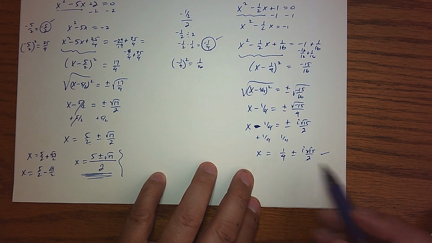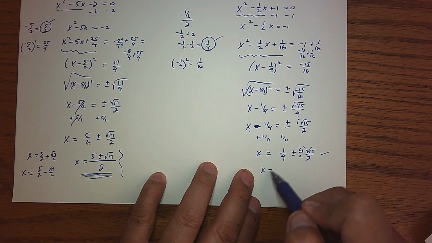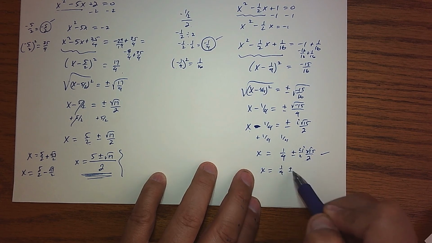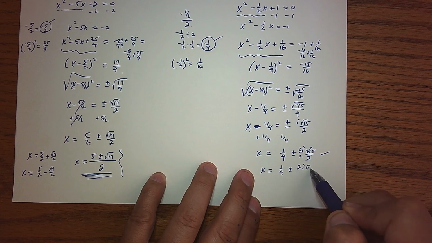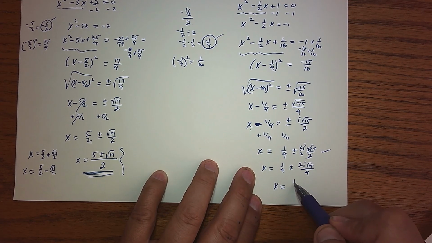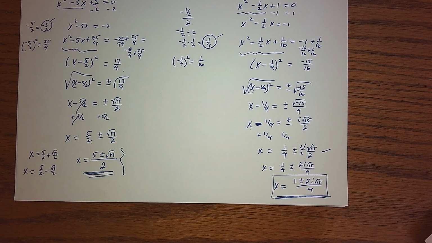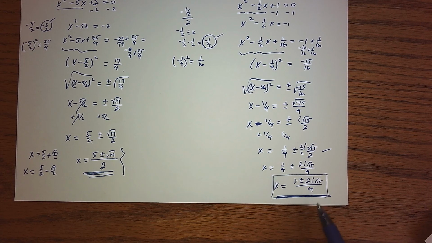But to set up the stage, what I'd like to do is put this all together, so I'm going to need a common denominator. If I multiply this by 2 over 2, we get 1/4 plus or minus 2i square root of 15 all over 4. That gives us 1 plus or minus 2i square root of 15 all over 4. And that is probably the more appropriate answer. Keep in mind there are two answers: one plus that, one minus that.